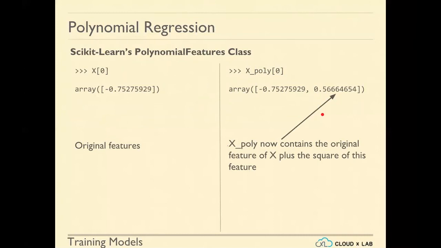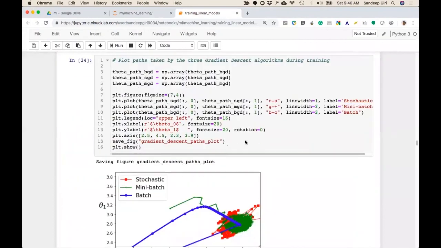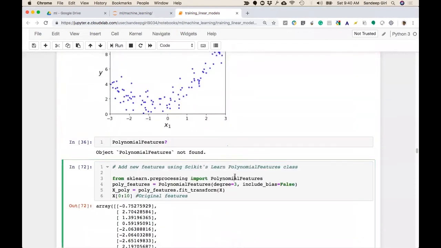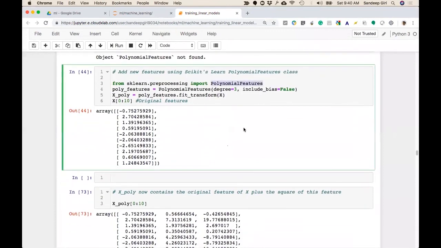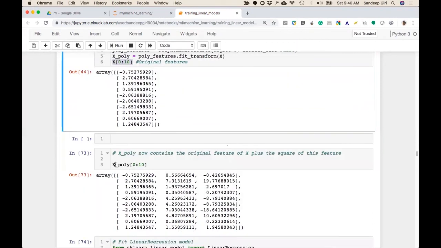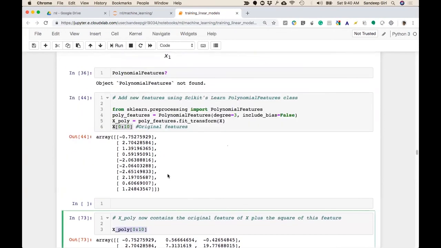You can see that X poly has got 2 columns, which is 0.75 square, 0.75 is 0.56. So that's the way. Let me just show you in there. All right, so first of all, we generated data, then we basically imported polynomial features. Okay, and you can see 10 records of capital X and 10 records of capital X underscore poly. So it had generated more features using that.